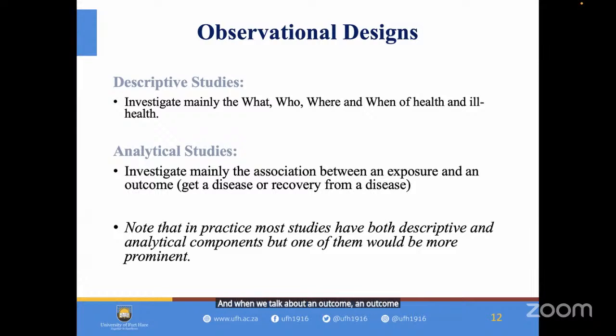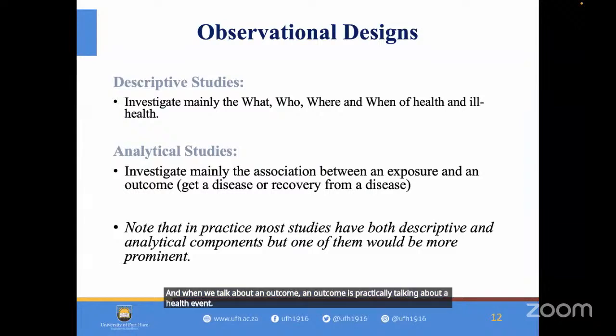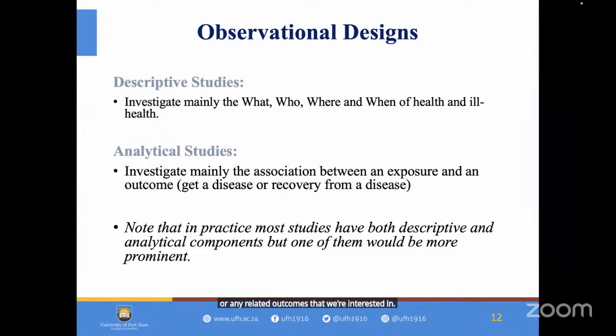And when we talk about an outcome, we are practically talking about a health event or any related outcomes that we're interested in. For instance, an outcome could be HIV, an outcome could be diabetes, an outcome could be cholera, and an exposure could be people who were drinking water from a particular tap or people who were employed or people who were married, people who were from a rich household or poor household and the likes.